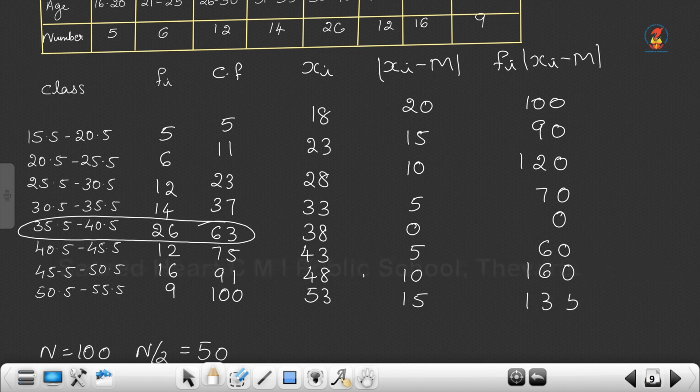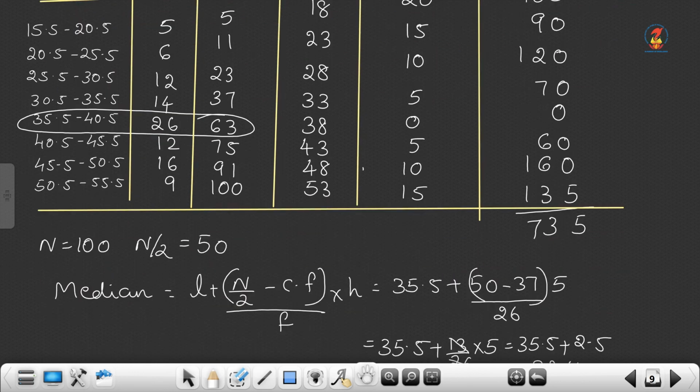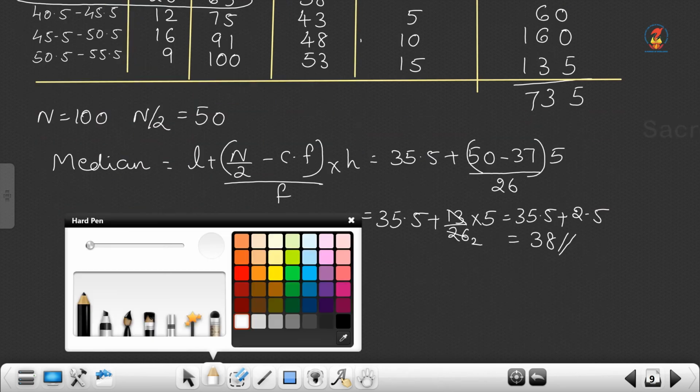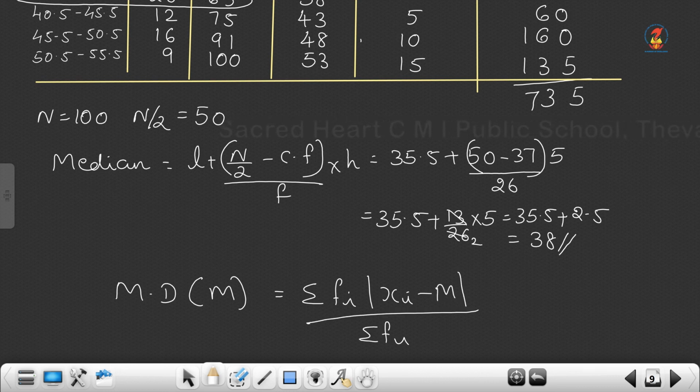So you have to add. 5, 18, 18 plus 30, 33, 735. Is it 735? So 735 by the total frequency, that is the mean deviation about median. Mean deviation about median is equal to sigma fi into absolute value of xi minus m by sigma fi. That is 735 by total frequency 100. So it is 7.35. 7.35 is the answer.